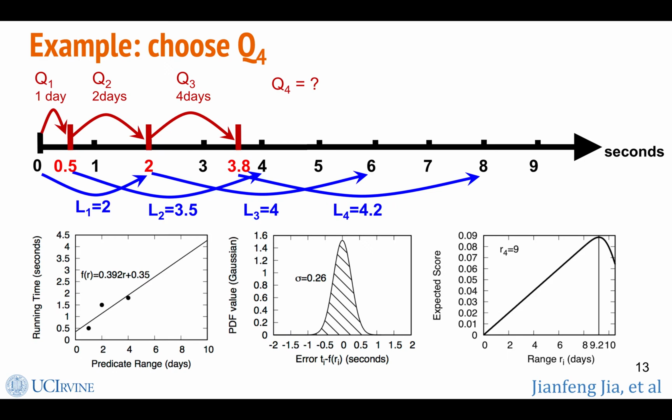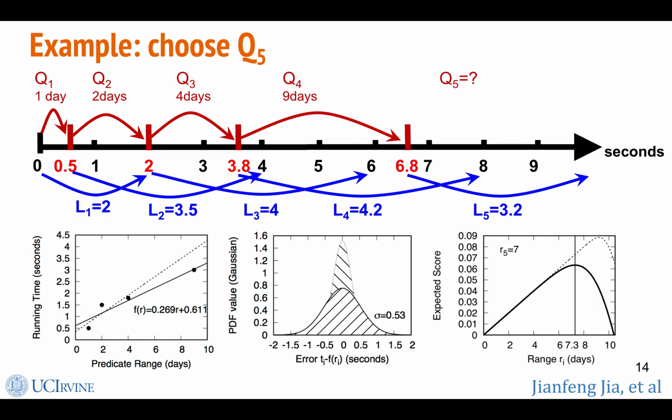In this model, if we choose R4, the range of query Q4, as 9 days, it can best optimize and give mathematically better performance. So we choose the 9-day range predicate for Q4, and suppose Q4 runs 3 seconds and finishes at 6.8.